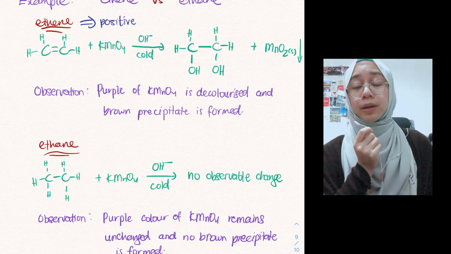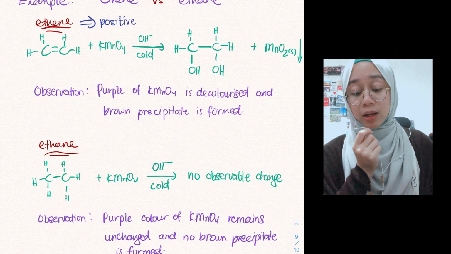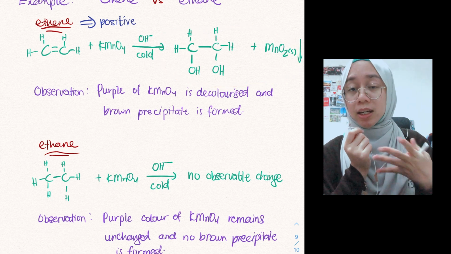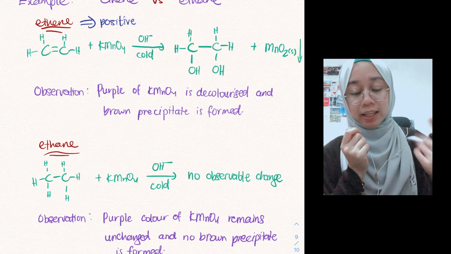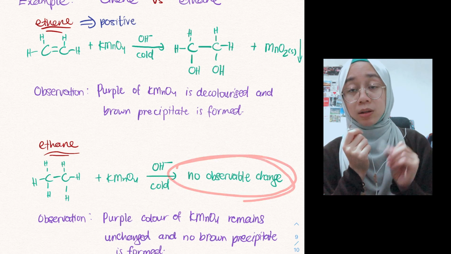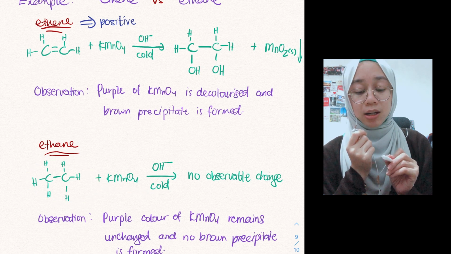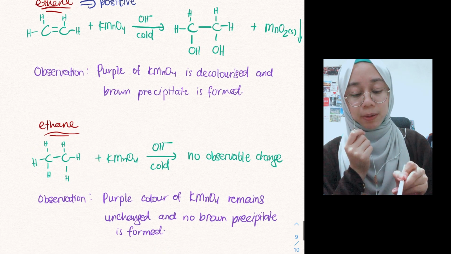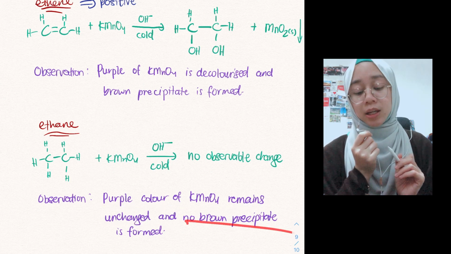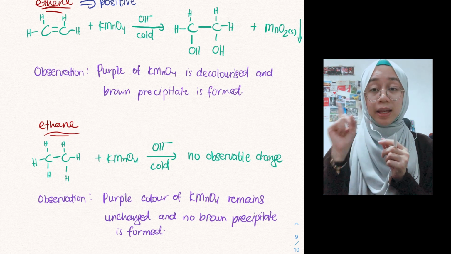Kenapa positif? Because after all, warna purple KMnO4 tu berubah. Okay, at the same time, kamu ada produce new product kat sini. So, bila ada new product, bermaksud ada reaction. Ada reaction, so positif lah. Okay, tapi in the case of ethane pula, kamu tak ada hasilkan any product kat sini. Bermaksud, alkane ni tak react pun dengan potassium permanganate solution ni. So that is why the purple color of KMnO4 it remains unchanged. And there's also no brown precipitate is formed ataupun is produced. Okay, so ini untuk test yang pertama.